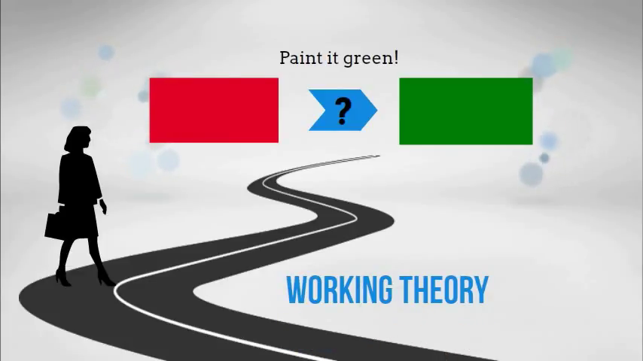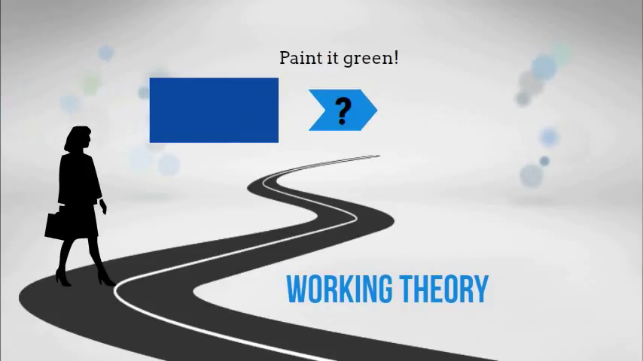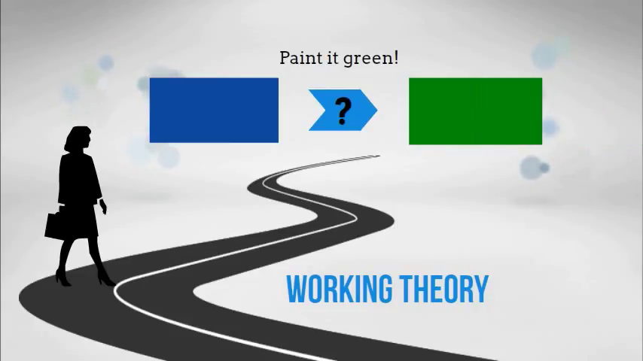Let's test it with another observation. This time the input is a blue rectangle. We predict the blue rectangle will be painted green. The output is a green rectangle, so the theory is still confirmed. We predicted the output would be a green rectangle, and it was.